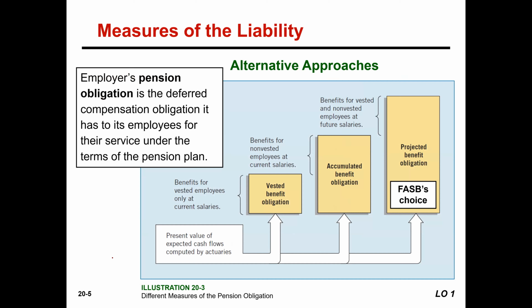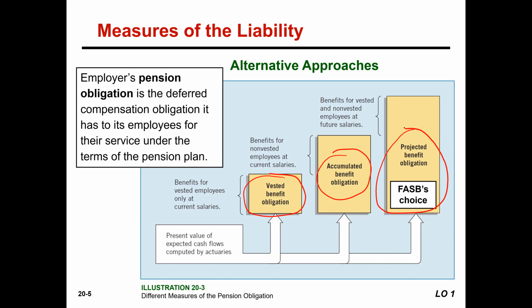The first way is the vested benefit obligation, which is benefits for vested employees only at current salaries. We can look at it according to the accumulated benefit obligation, which is the benefits for non-vested employees at current salaries. Or, as it shows here, the FASB prefers us to use the projected benefit obligation, which is the benefits for vested and non-vested employees at future salaries.